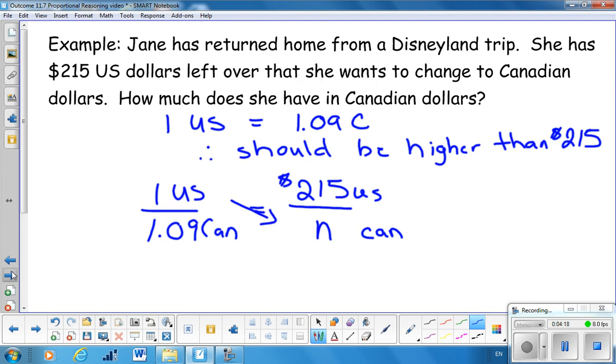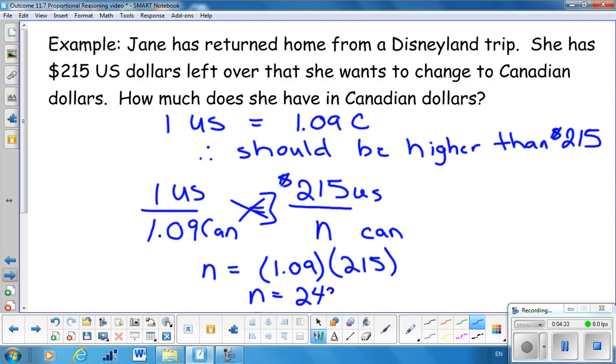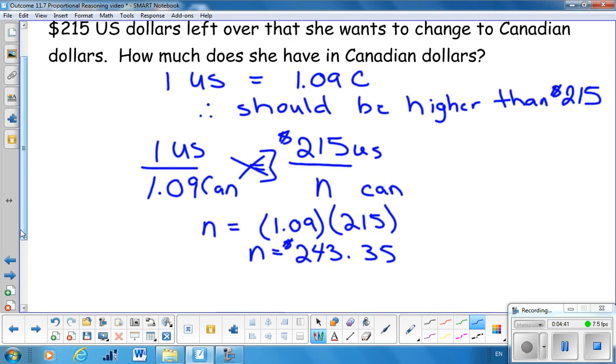Multiplying across our equal sign, 1 times n is n. And multiplying the other way, 1.09 times 215. When we multiply that out, we end up with 243.35. So this means that $215 US was equal to $243.35 Canadian. Please try practice number 6.